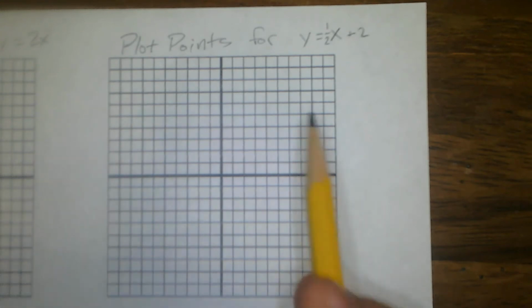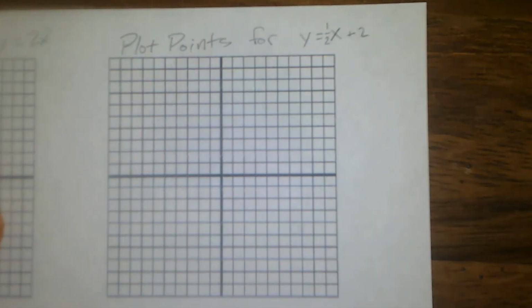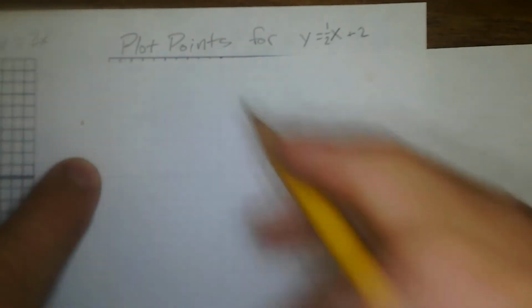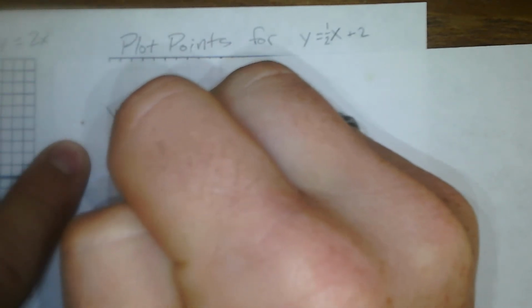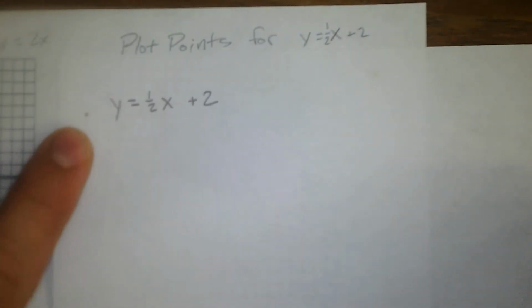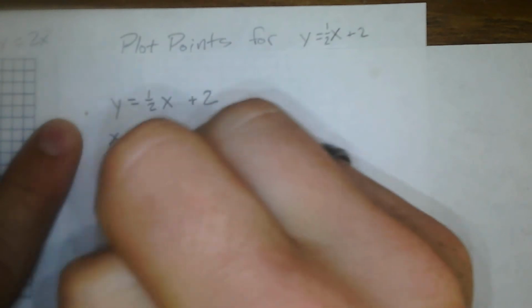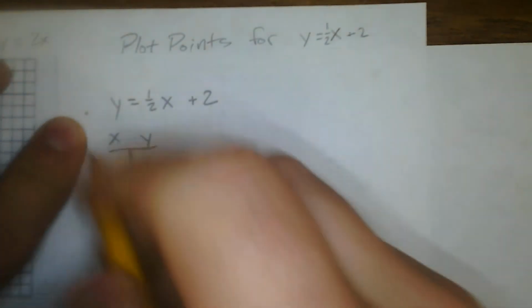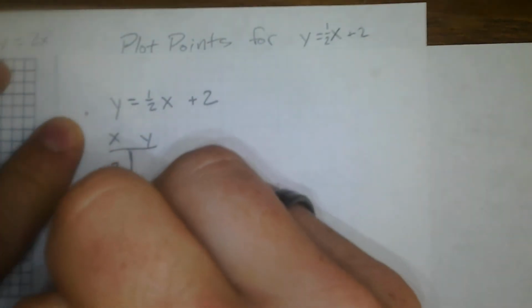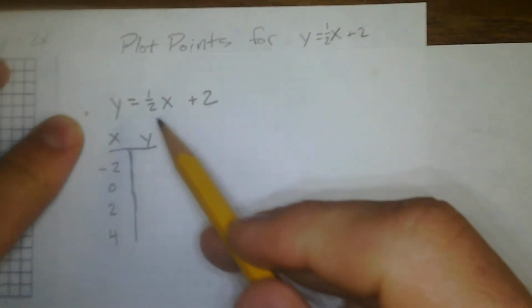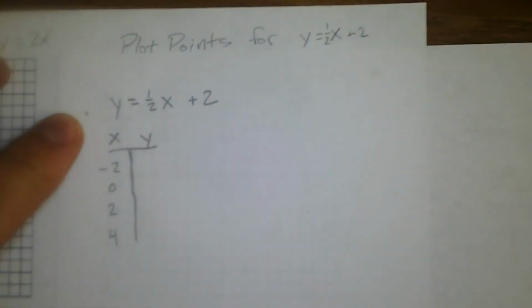Next, we're going to plot points for y equals 1/2 x plus 2. So again, on a separate sheet of paper, I'm going to write the equation y equals 1/2 x plus 2. And then again, in order to make a table, there's x and y values. The x values are the input, and we make up the input. I'm going to use even numbers this time, -2, 0, 2, and 4. The reason why I'm using even numbers is because I see 1/2. Half of an odd number is a decimal, and I'm trying to avoid decimals.